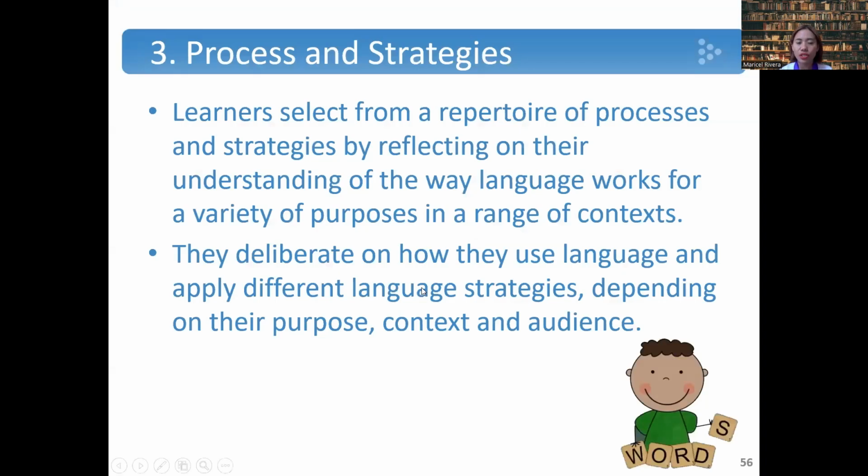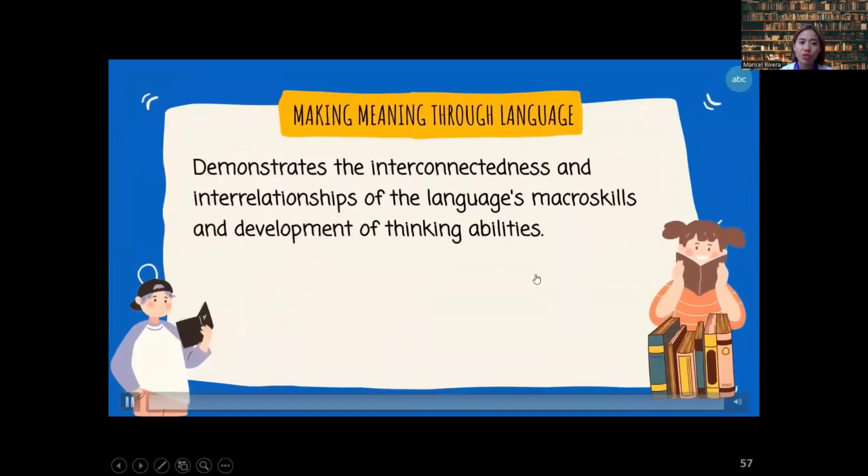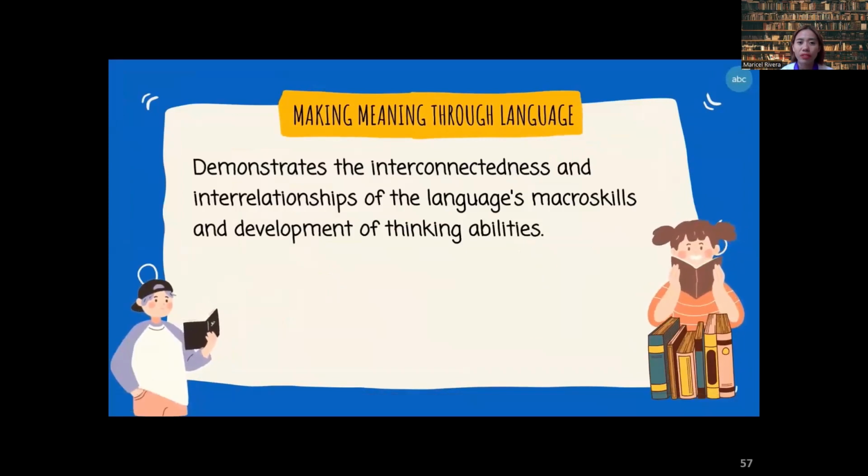Process and strategies. They select from a repertoire of processes and strategies and reflect on their understanding of the way language works for a variety of purposes in a range of contexts. They deliberate on how they use language and apply different language strategies depending on their purpose, the context, and the audience. Component 3 demonstrates the interconnectedness and interrelationships of the language macro skills and development of thinking abilities that allow pupils to generate sense via language.